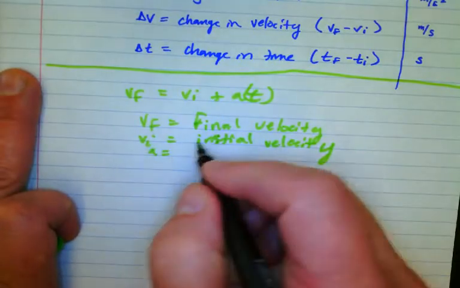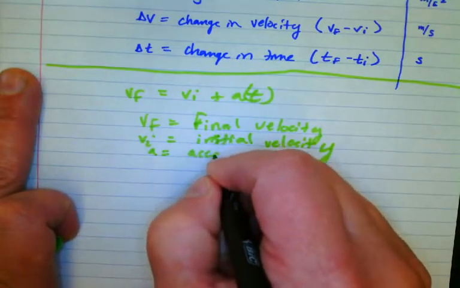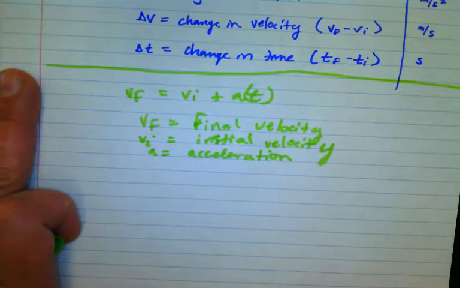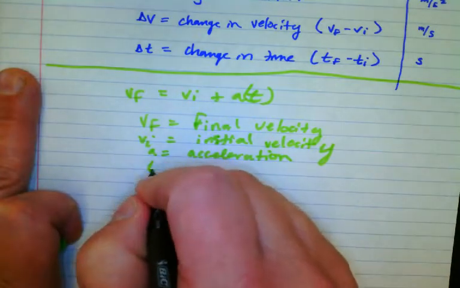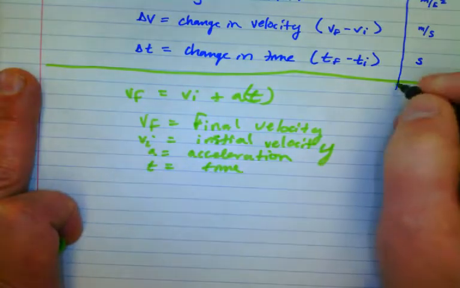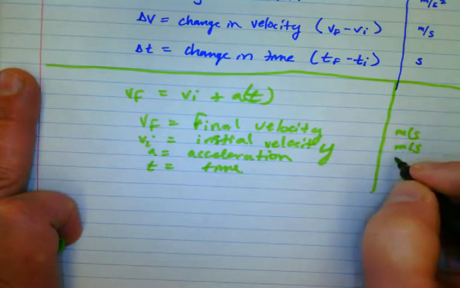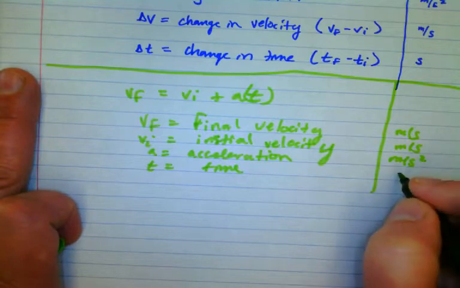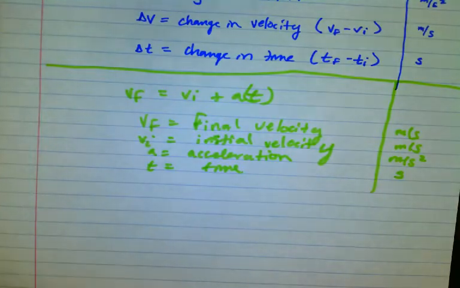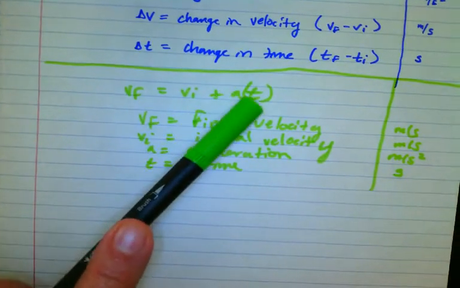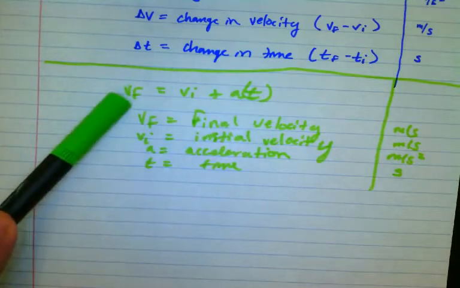The A is acceleration. Because it's constant, I don't have to worry about it changing, right? Uniform acceleration is the title of our chapter. And T is time. So meters per second, meters per second, meters per second squared, and seconds. So what is the point of this equation? If you know the initial velocity, and you know the acceleration, and you know how long it's moving, you'll be able to calculate the final velocity.